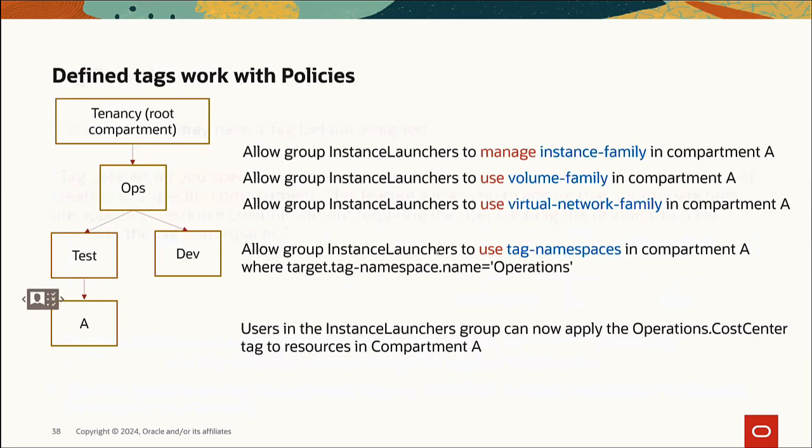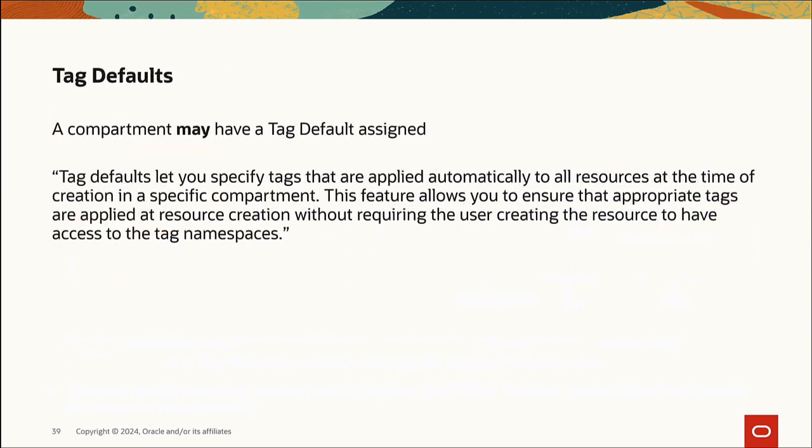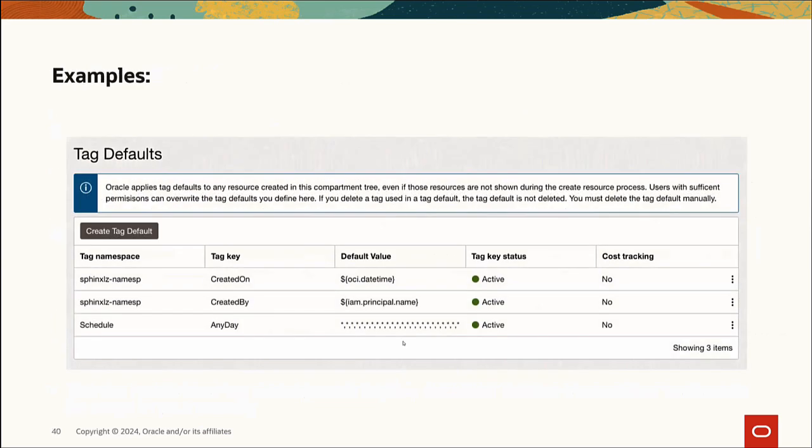Now, I'm going to move quickly here. You can also have tag defaults, so that, for example, you can say, okay, if this compartment has a tag default, any resource that is spun up in this compartment will automatically inherit this tag key, and that tag key has a default value. An example of a default value is something like this. So I have a tag namespace here, and then created on and created by. So in my definition, when I'm setting up that tag namespace, I'm designating the default value for that key, right?